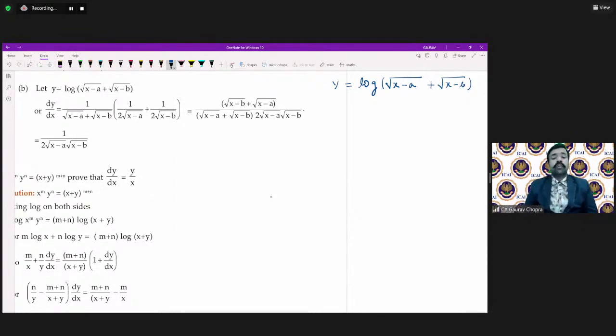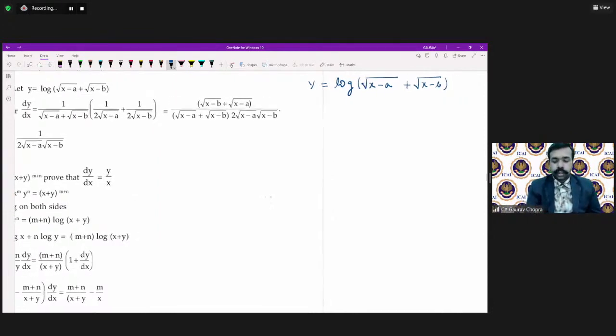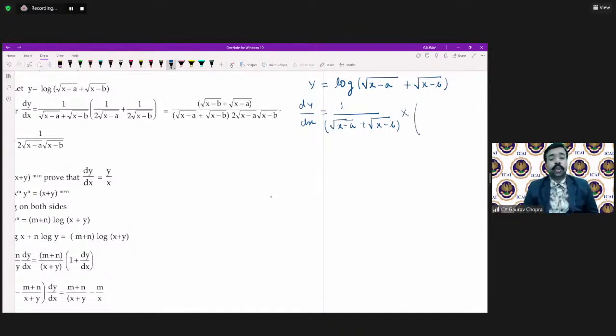So what we have to do, first function is logarithm. So dy by dx, we are solving according to log. So 1 upon, and this whole figure is x. This whole figure is x. Then multiplied with the derivative of this bracket part. Now in the bracket we have two things, root of x minus a. So we know the derivative of root of x is 1 by 2 root x. So we are applying 1 by 2 root of x minus a.